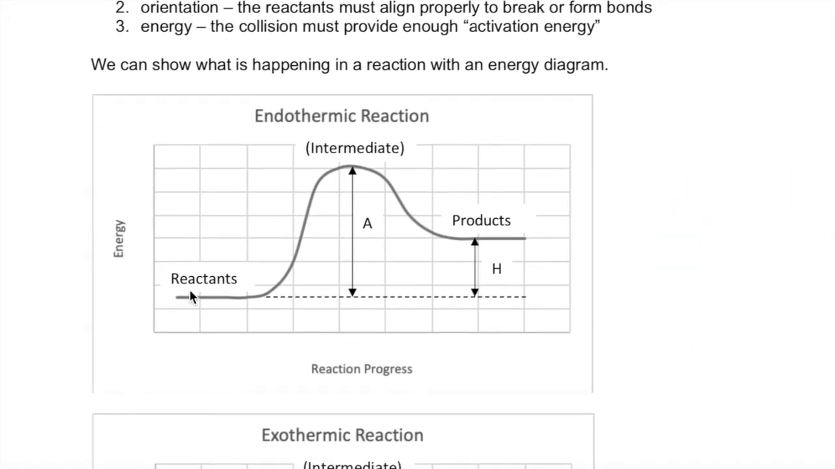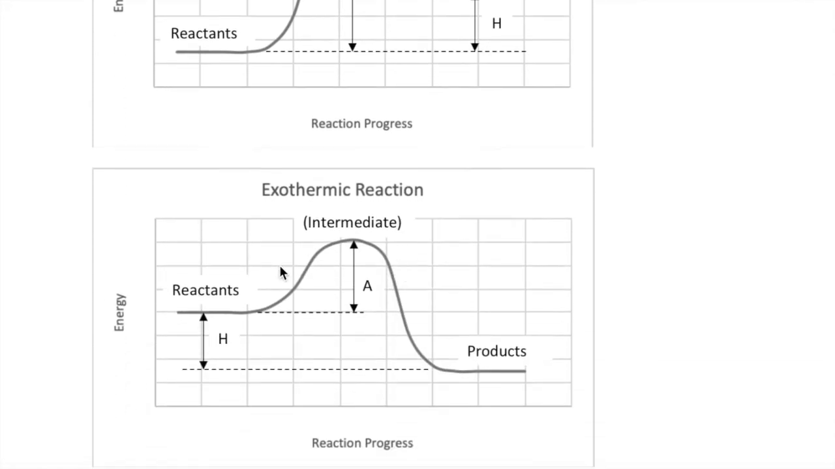So here, let's look at these energy diagrams of reactions. We have the endothermic reaction, where overall the change in enthalpy is positive. The products are higher in energy. And we have an exothermic reaction where the overall enthalpy change is negative. The products are lower in energy.